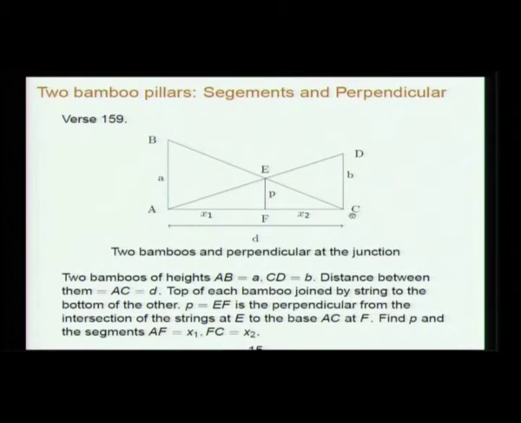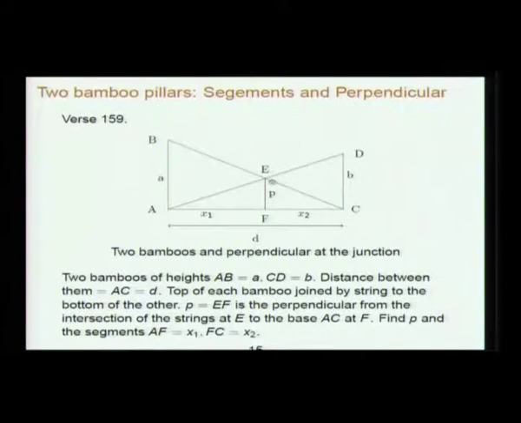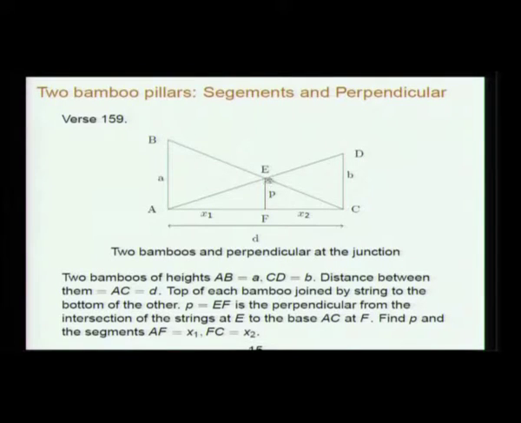So one can again do the similar triangles: EF by FC is equal to AB by AC. Like that, various similar triangles you have to do. So finally you get P is equal to ab by (a plus b). So this perpendicular is just given by ab by (a plus b). Interesting, it does not depend upon d, this perpendicular does not depend upon d, and of course once you know the perpendicular, one can find these segments.